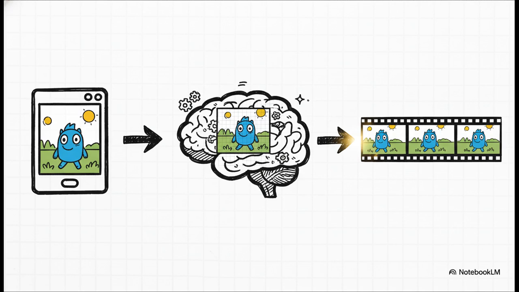Well, think about it. The screenshot gives the AI a pixel-perfect reference. It's not guessing what your character looks like, it knows, down to the last detail. This completely eliminates those awkward jumps between clips. The character, the background, it all stays identical, creating this incredible illusion of one long, continuous shot.